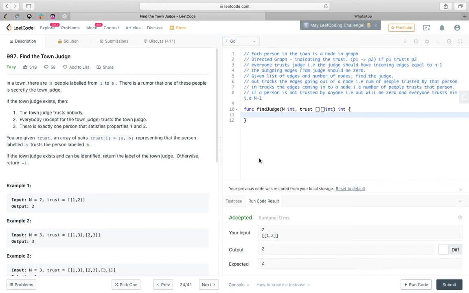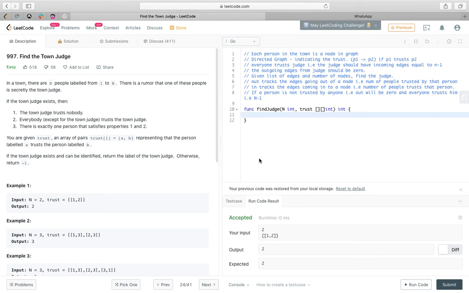Leetcode challenge, find the TownJudge. The problem indicates that we are given n people, which are labeled from 1 to n, and we have to figure out if there is a TownJudge among those people. A TownJudge is identified like this: the TownJudge trusts nobody and everybody trusts the TownJudge.